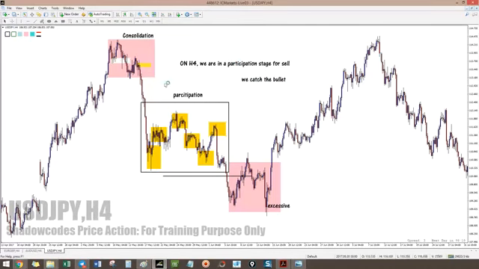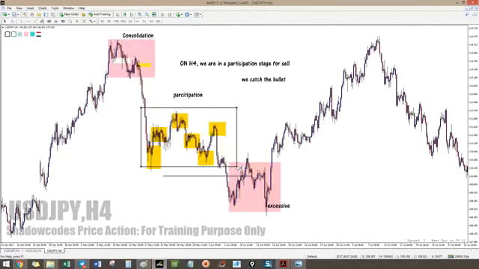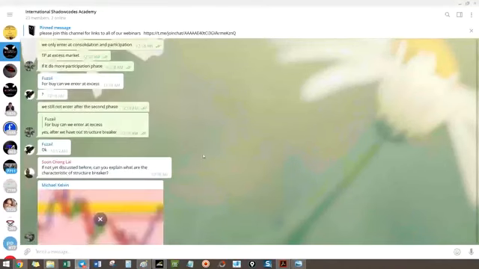You see this? On H4, we are still in participation stage for sell. So in this area, find the setup for sell, because on higher time frame, we are still able to go deeper other than this. Do you understand what I'm trying to say?